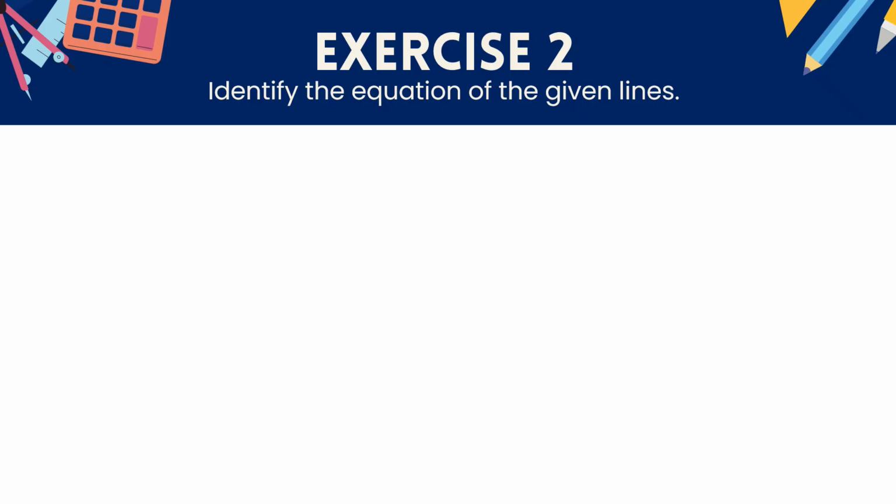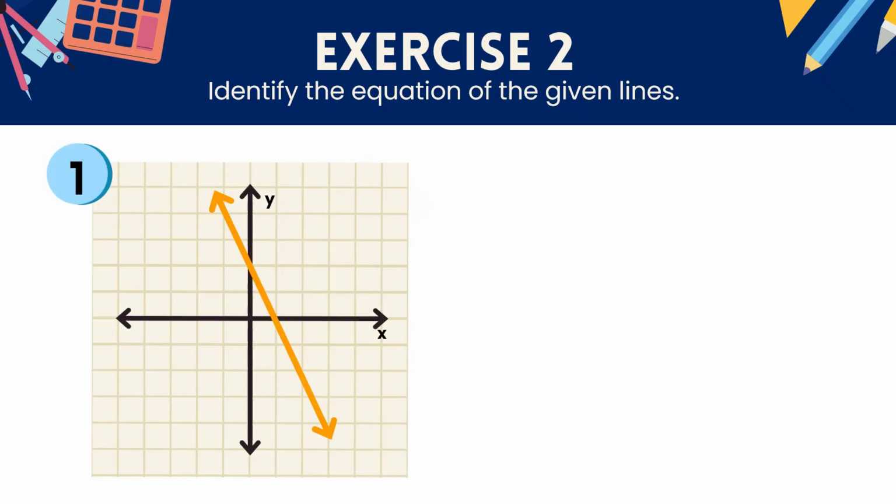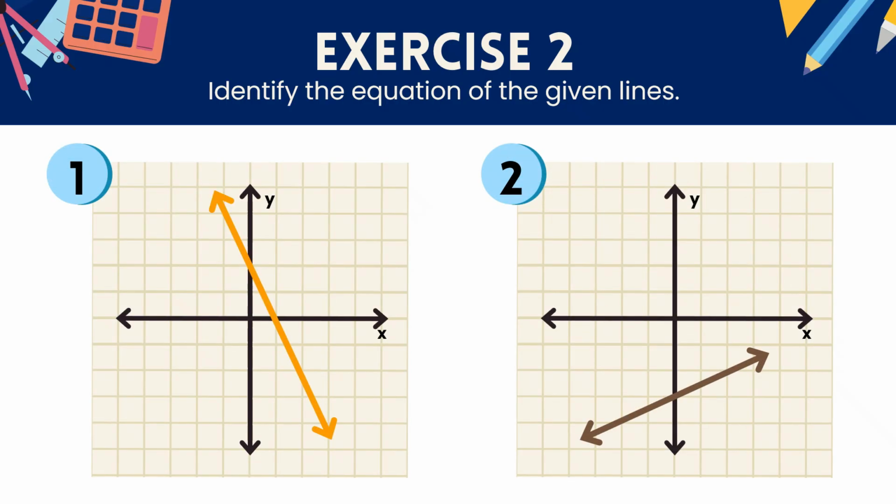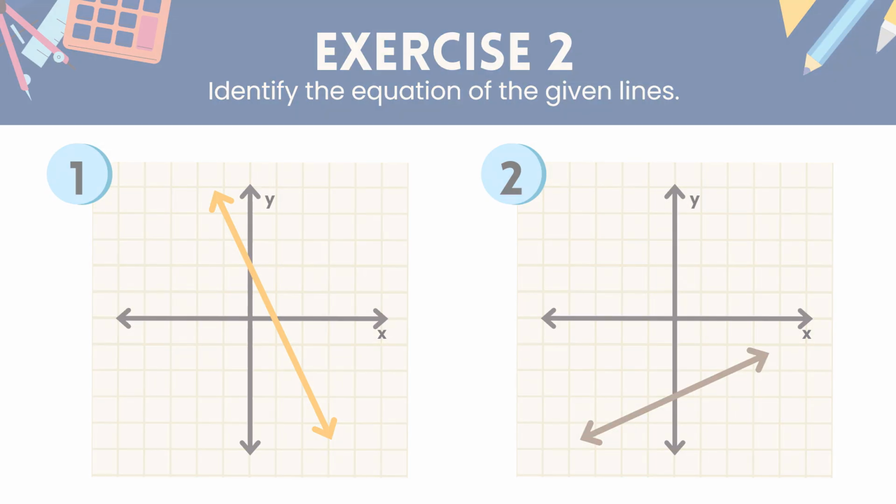For this next activity, you will identify the equation of each line on your own. Pause the video and carefully find the slope, determine the y-intercept, and write the equation in the form y is equal to mx plus b. Take your time with each graph before moving to the next one. When you're done, resume the video to continue to the next part.